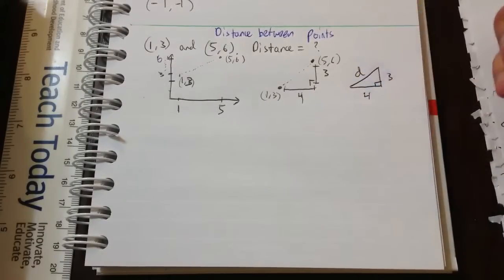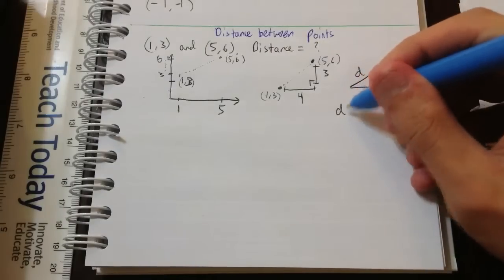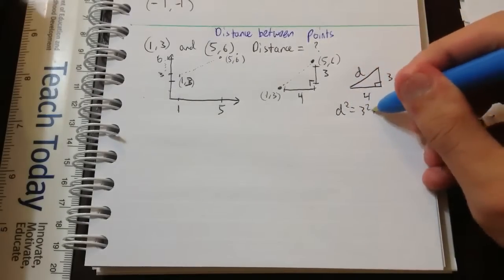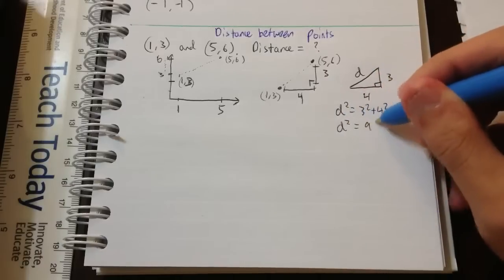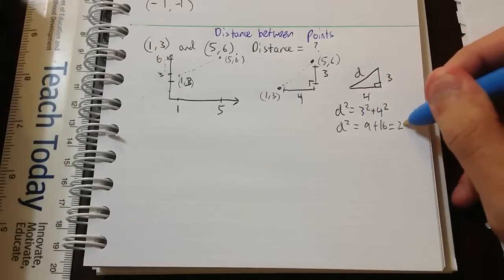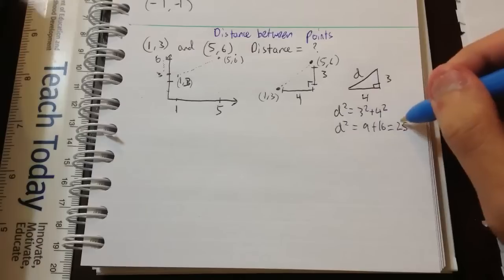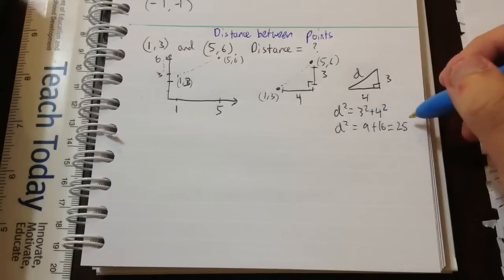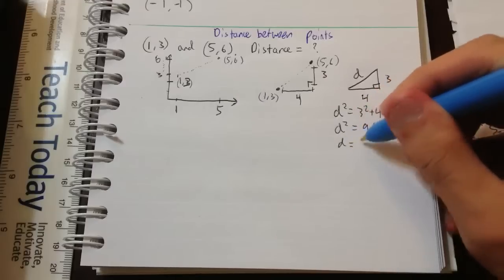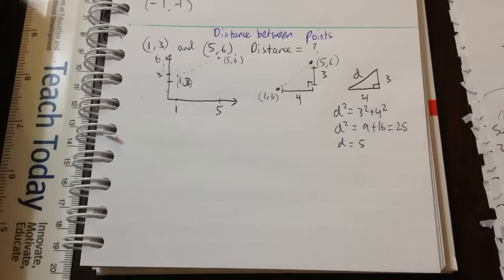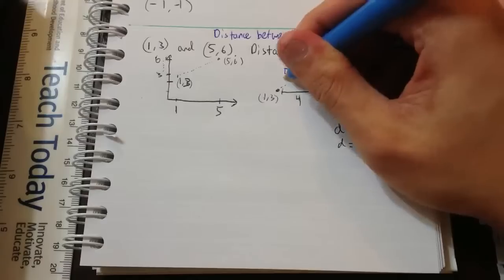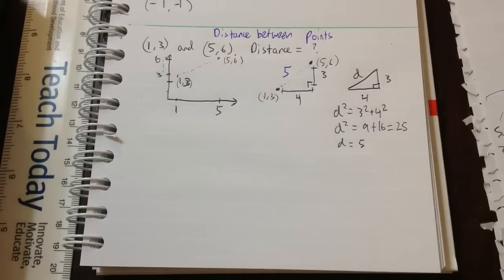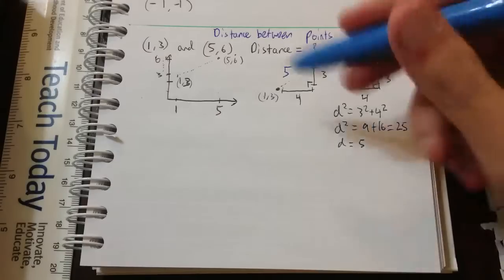So let d be the distance. Then we know d squared equals 3 squared plus 4 squared. Therefore d squared equals 9 plus 16 equals 25. So what's the square root of 25? What number squared gives you 25? d equals 5. And therefore, we know this distance is 5. Okay? So we'll go into a few more examples of that.